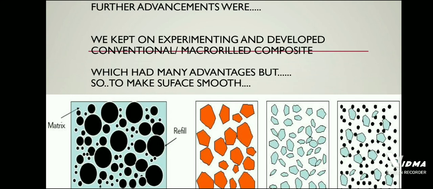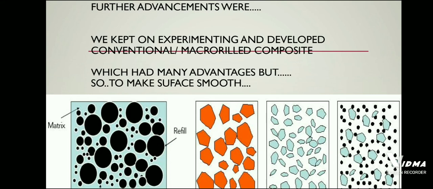This macro filled composite contained very large particles of silica and quartz. By using large filler particles we got improved mechanical properties, polymerization shrinkage was reduced and thermal expansion was reduced. But we also got a problem, a rough surface. So we wanted to make the surface smooth. What could we do to make the surface smooth?